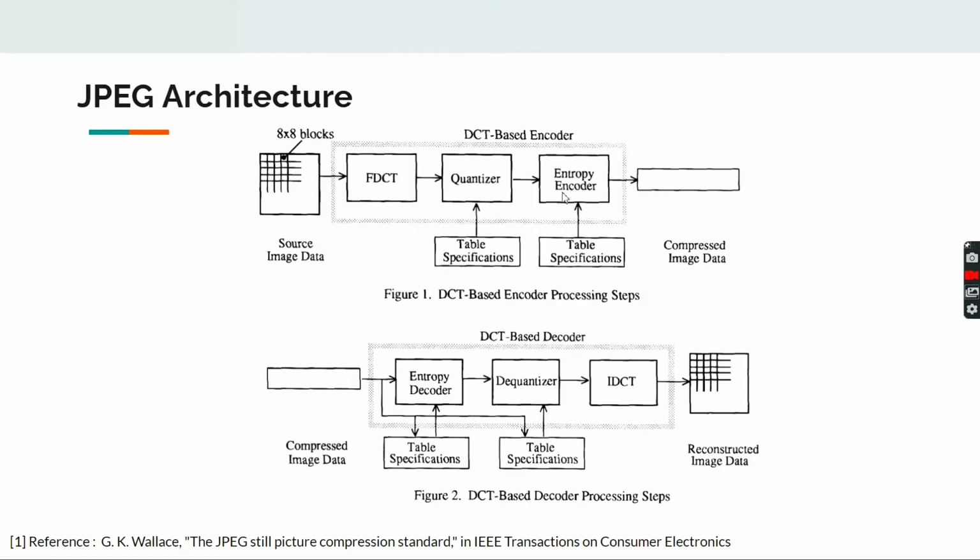Entropy coding. Entropy coding is the final DCT-based encoder processing step, which accomplishes extra lossless compression by encoding the quantized DCT coefficients more compactly depending on their statistical features. Huffman coding and arithmetic coding are the two entropy coding methods specified in the JPEG proposal.